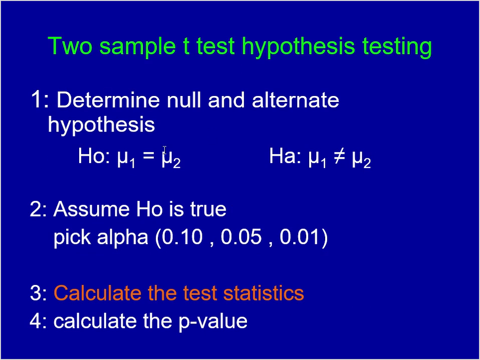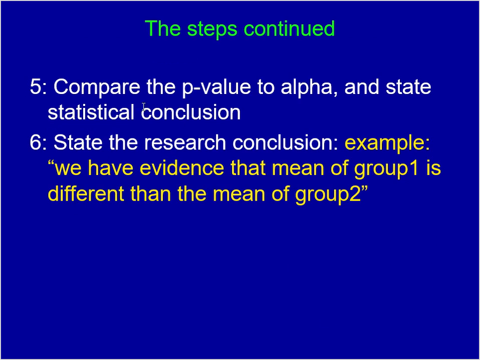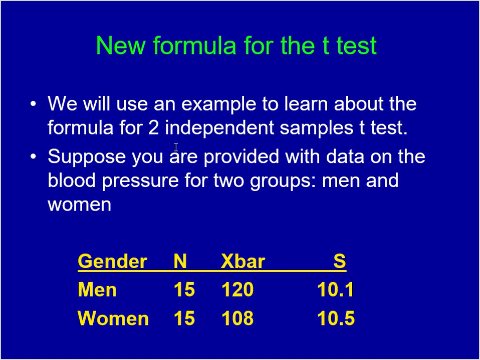All right, so again, here's your null and here's your alternative. You set alpha at usually 5%, as I said, but other values might appear in the literature. Don't be surprised. You need to calculate the test statistic and you need to calculate the p-value. Then you compare the p-value to alpha, and therefore you state your statistical conclusion, and then you write your research conclusion. So here's an example right there.